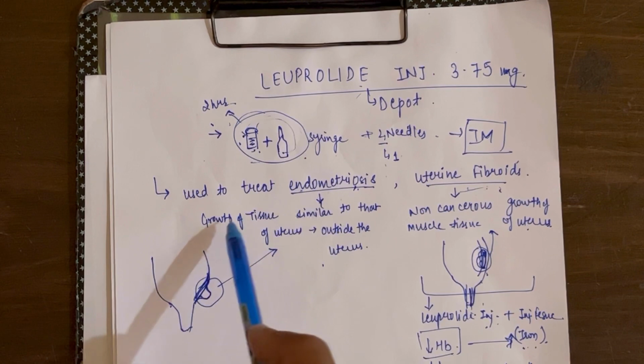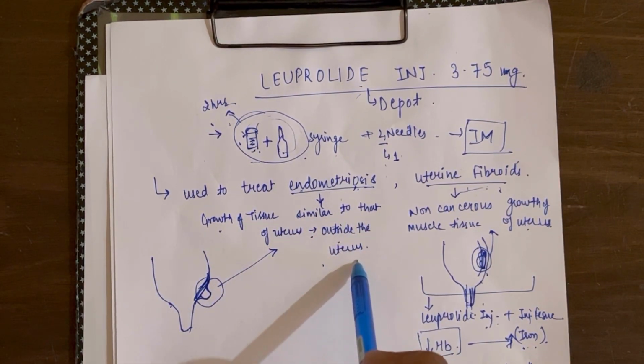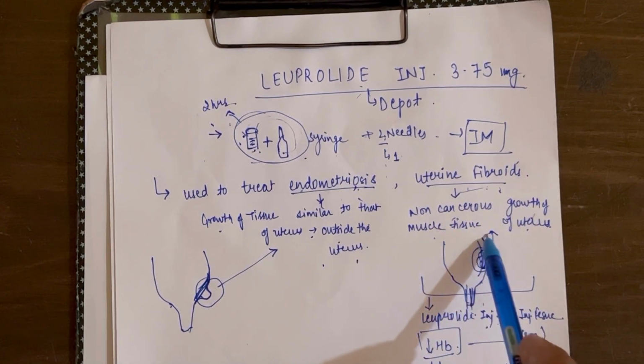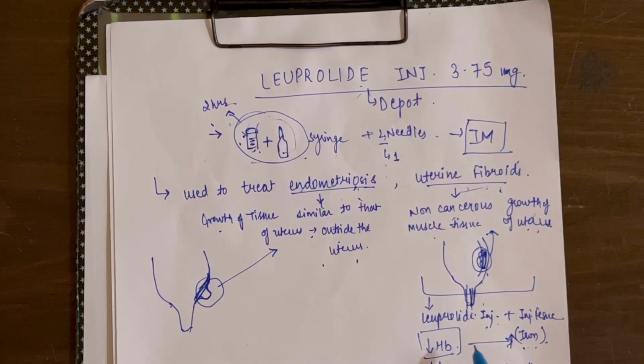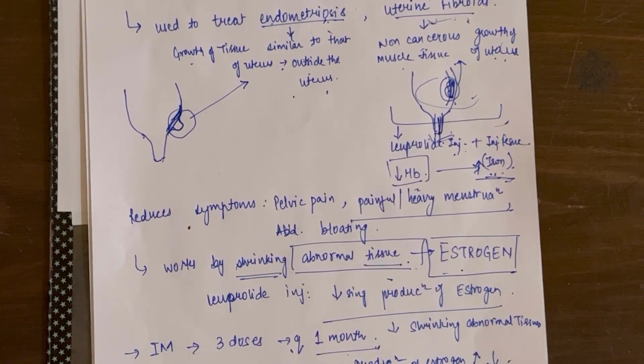What is endometriosis? The growth of tissue similar to that of the uterus, but outside the uterus. This condition is endometriosis. And uterine fibroids, the non-cancerous growth of the muscle tissue of the uterus, is known as uterine fibroid. And whenever you give it in case of uterine fibroid, you have to combine it with iron injection and then give. Why? Because the increased amount of vaginal bleeding due to this condition leads to decreased hemoglobin, and to maintain the hemoglobin level of the body, you need to give it with iron injection.